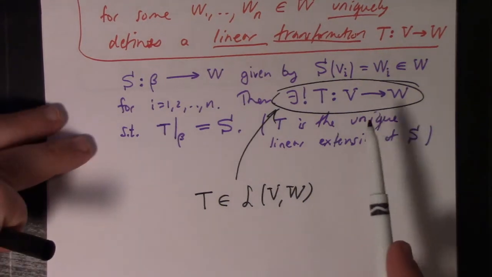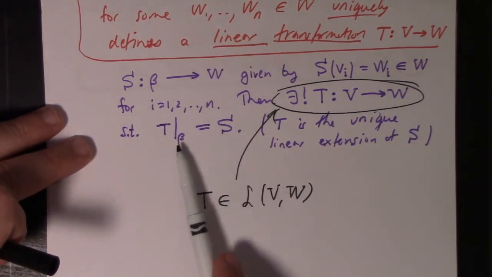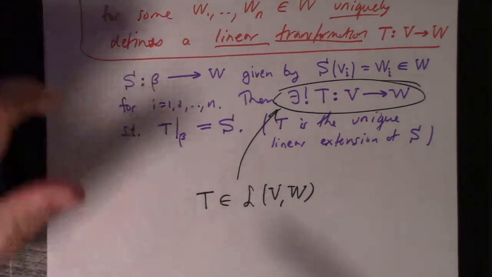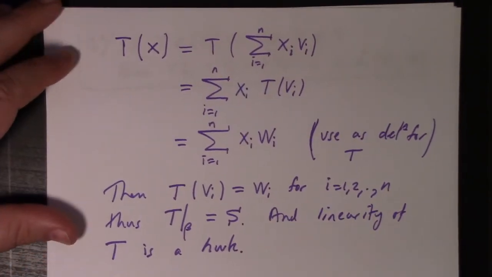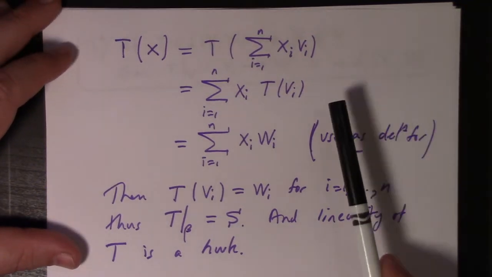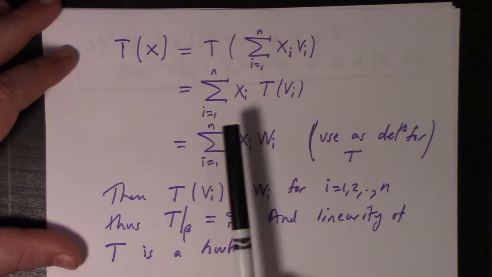In other words, there's a unique linear extension from S to T, okay? I can say this in abstract mapping terminology, but here's how you actually do it. So suppose you know the values of T of v_i. Here's how you can build T from it.